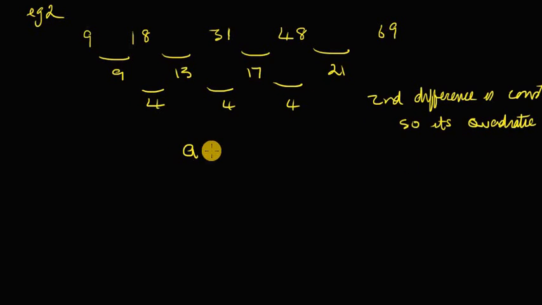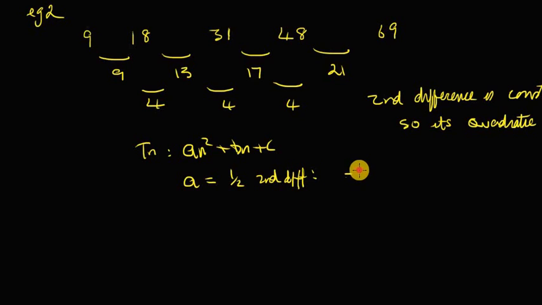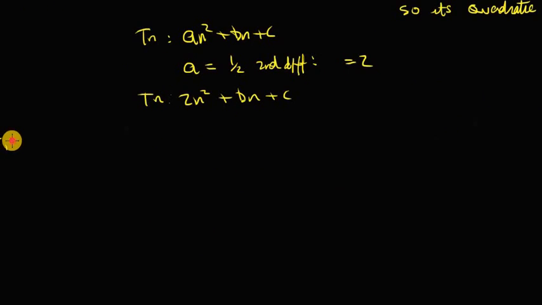We also know that our t of n is of the form an squared plus bn plus c. And we also know that a is equal to half the second difference. So that's equal to half of 4, which is equal to 2. So a is equal to 2. So our tn at this stage is 2n squared plus bn plus c. So let's now do t of 1.